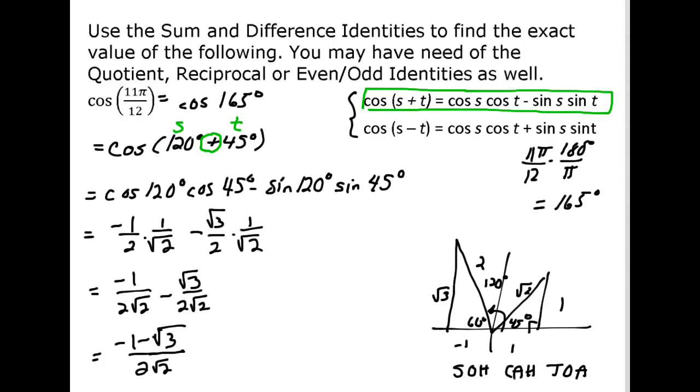And I should rationalize the denominator there. So I'll multiply by the square root of 2 over the square root of 2. And what do we get then? We have negative square root of 2 minus square root of 6 over 4.